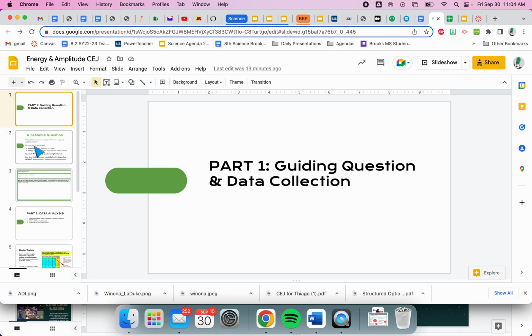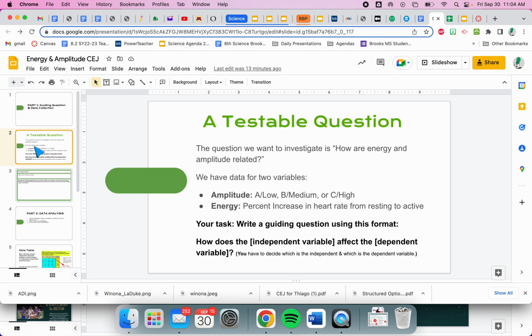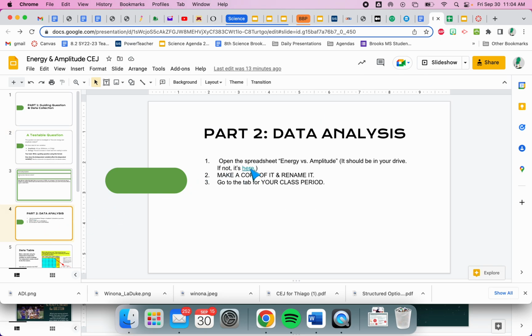So, this is the open option in X, but it's very similar to the structured. So here's the thing. The question we want to investigate is how are energy and amplitude related? In our spreadsheet, we have data for two variables: amplitude, where A is low, B is medium, C is high, and energy. The way we measured energy was by percent increase in heart rate from resting to active. Now, you can open the spreadsheet here.